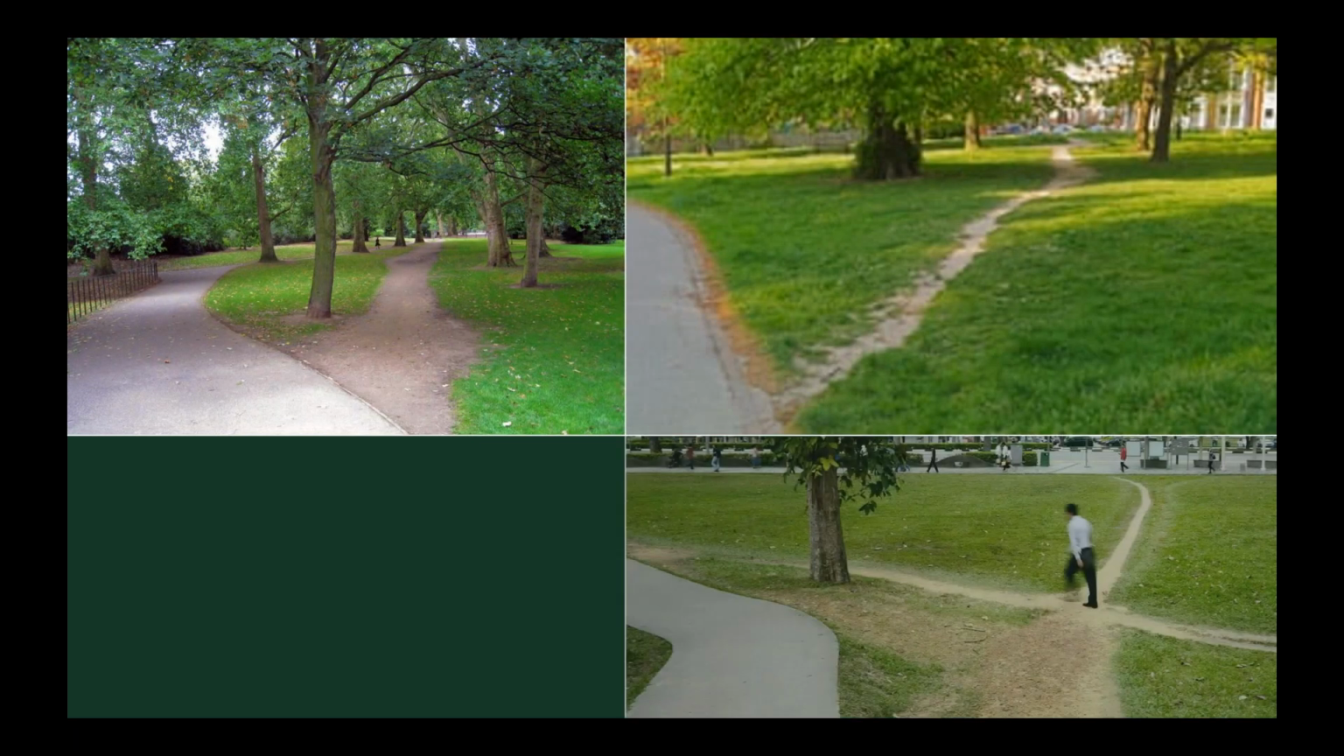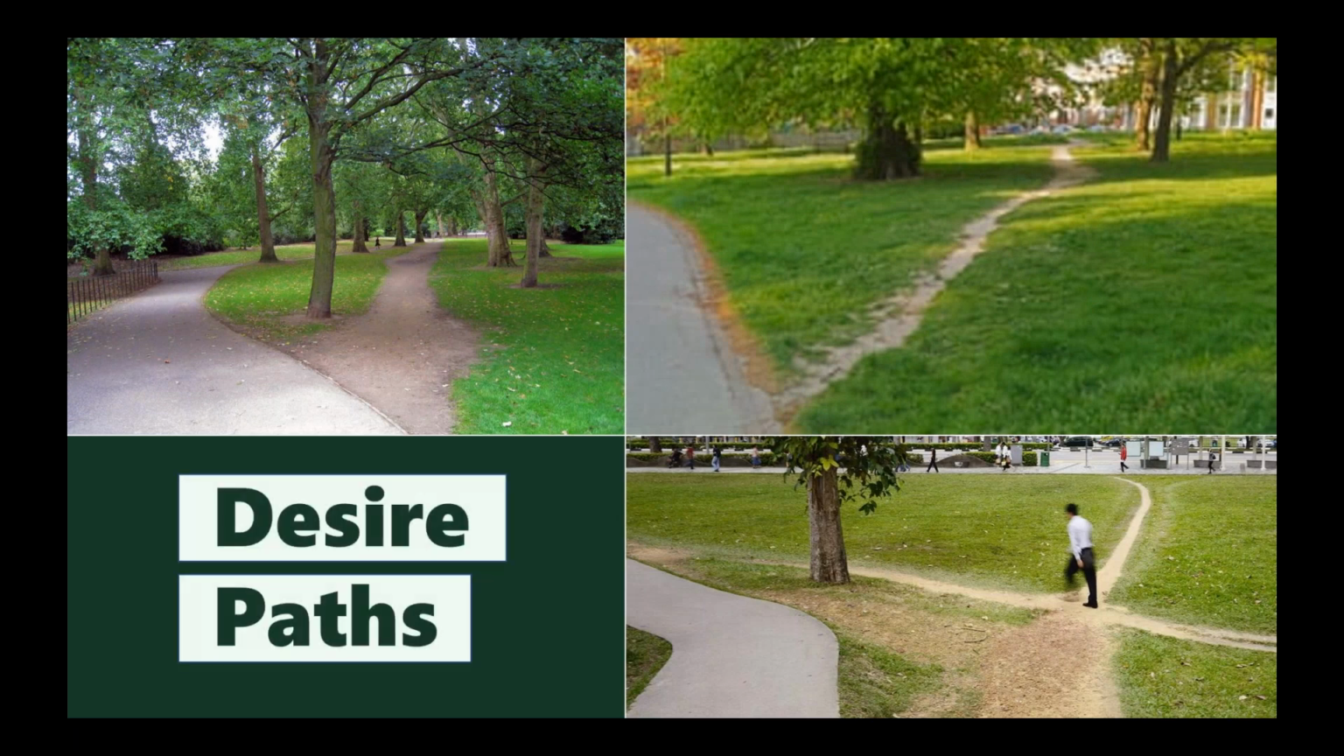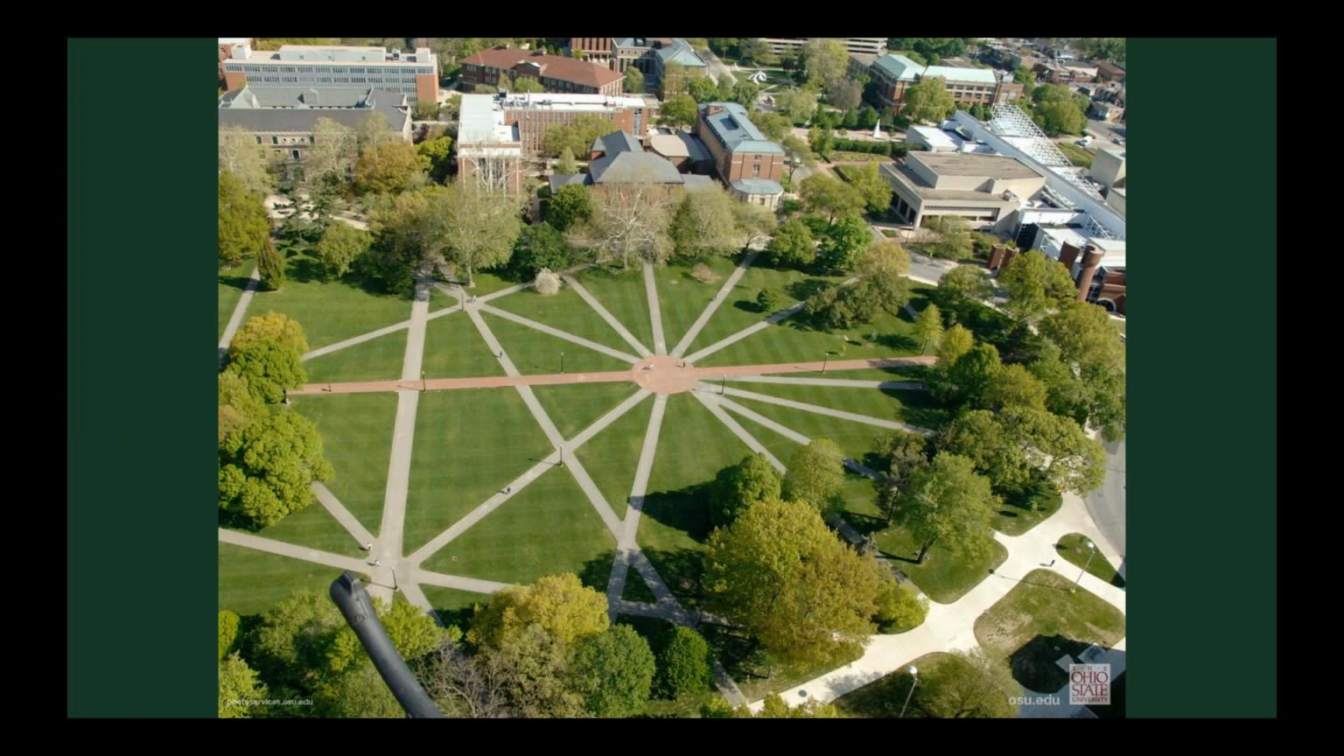You've all seen these kinds of paths in the park. Instead of getting frustrated, these are called desire paths. And a UX designer looks at this and says, cool, now we know where to pave the next path. You really just have to go with how people do behave. And some schools have started doing this, just paving where people walk.